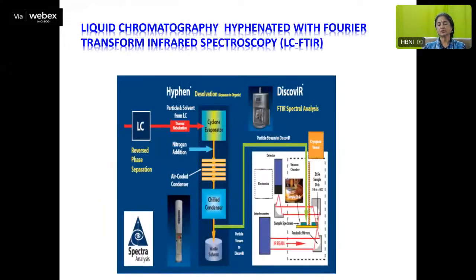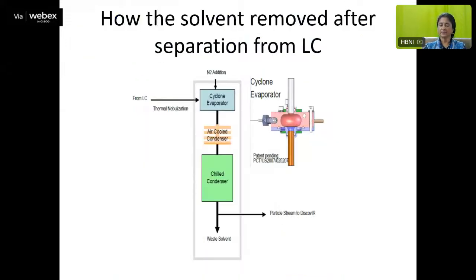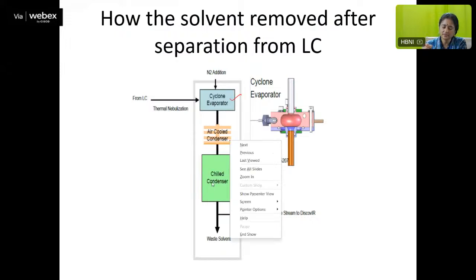Now this is the block diagram of liquid chromatography hyphenated with Fourier transform infrared. Sometimes the solvent is removed after separation from LC, so that the sample can be directly introduced into the instrument. This is the block diagram for that. Here you can see it is coming from LC. Then there is the cyclone evaporator, then an air-cooled condenser, then a chilled condenser, and then waste solution.